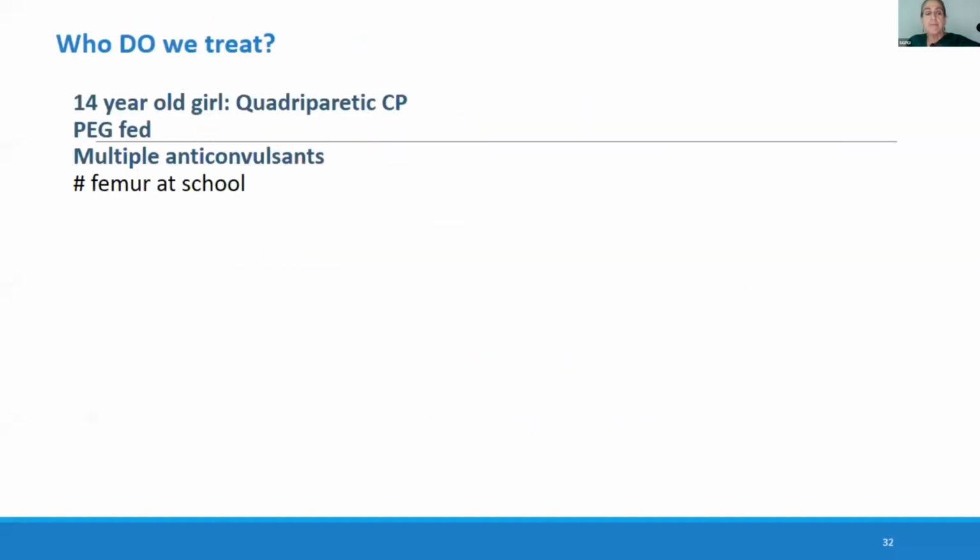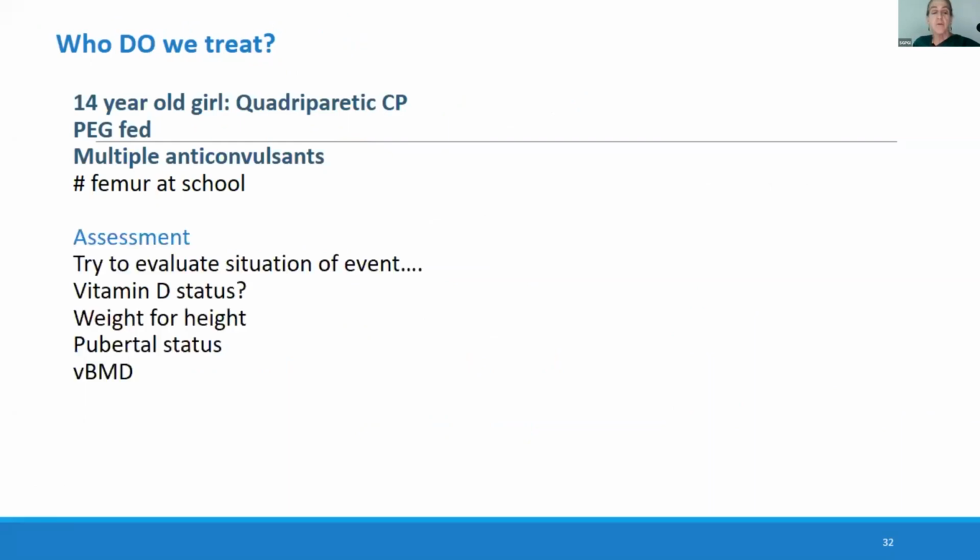So who do we treat? Here's a 14-year-old girl with severe cerebral palsy, peg-fed, multiple anticonvulsants. She's had a fractured femur at school. You need to know whether another child fell on her, whether this was a traumatic event. Did she fall off the trampoline? Did somebody tip over the wheelchair? Often the staff won't tell you.